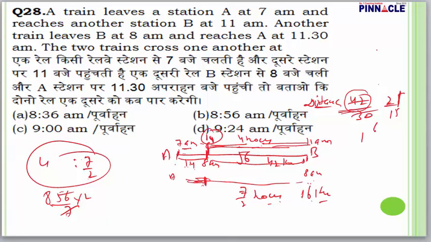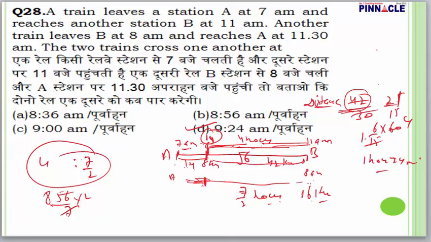That is 12 by 30 hours, which would be equal to 1 hour 24 minutes. 8 a.m. is already there, 8 plus 1 is 9 a.m., so 9:24. 9 a.m. and 24 minutes would be the answer. Answer is D.